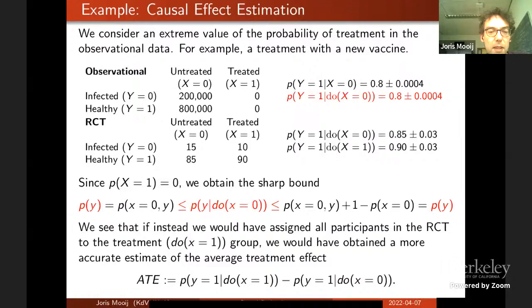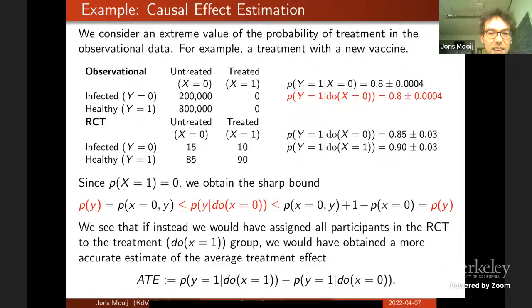On the other hand, there might be a small randomized controlled trial where we have two groups, a treatment group and a no treatment group consisting of 100 persons each. From that, we can estimate these interventional quantities, but they will have large confidence intervals. So the difference that we might see in the randomized controlled trials might not be significant.